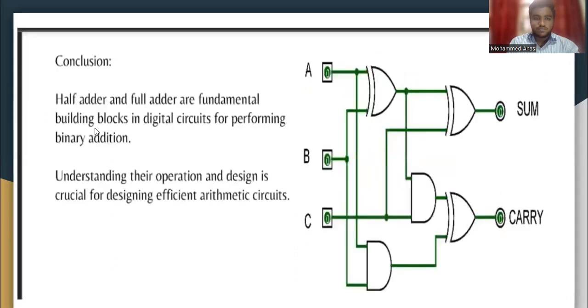The conclusion: half adder and full adder are fundamental building blocks in digital circuits for performing binary addition. Understanding their operation and design is critical for designing efficient arithmetic circuits.